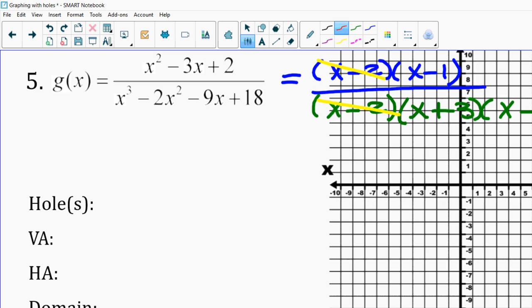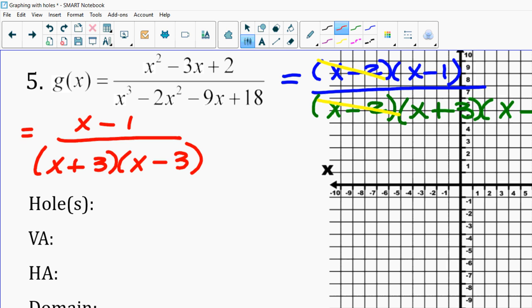Now I'm going to write down what I got left. This is x minus 1 over x plus 3 times x minus 3. Now remember, everything we do from here on is going to come from this simplified fraction.